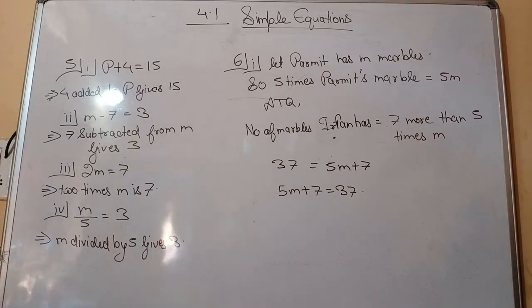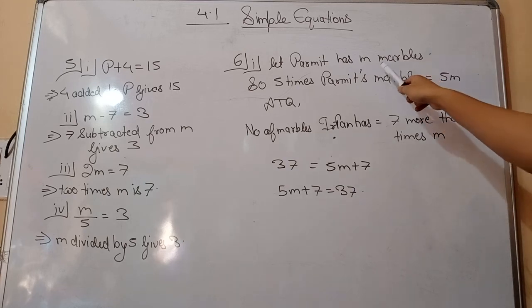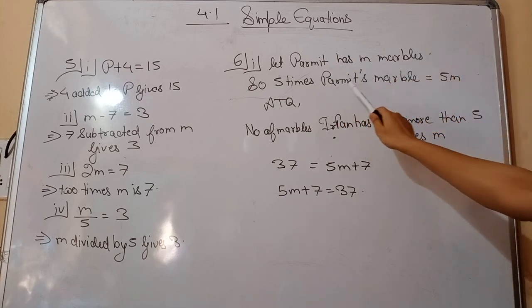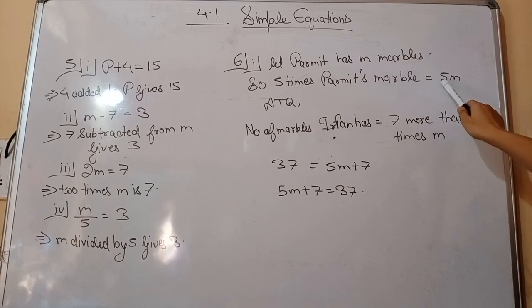In question number 6 also we have to set up some equations where statements are given. What is given in the first one? This is a kind of word problem. Irfan says he has 7 marbles more than 5 times the marbles Parmeet has. Irfan has 37 marbles, and in brackets it is given to take m as the number of Parmeet's marbles. So Parmeet has m marbles, and 5 times Parmeet's marbles means 5 multiplied by m, which is 5m.